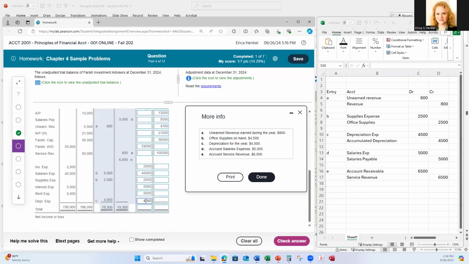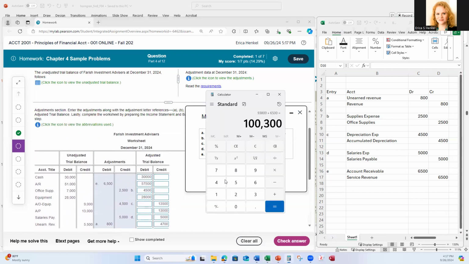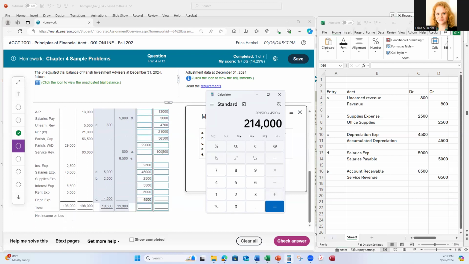So now we're going to go ahead and add these columns up again the same way that we did. And hopefully we end up with the same balances in each column. So scrolling down here to 29,000. So 114,000.